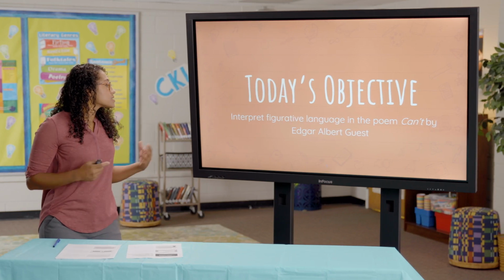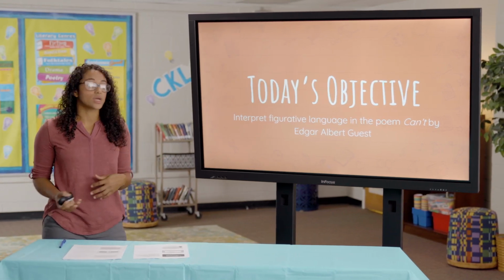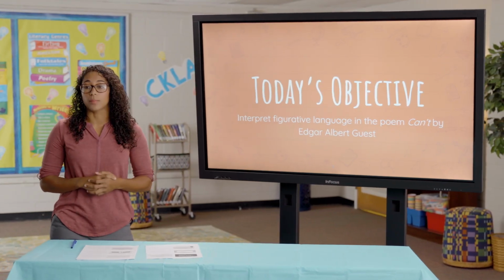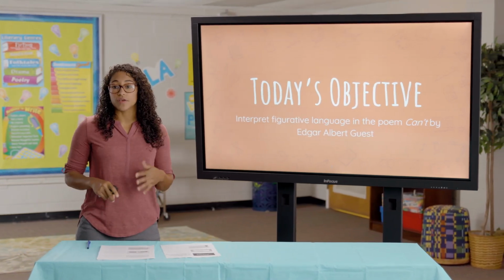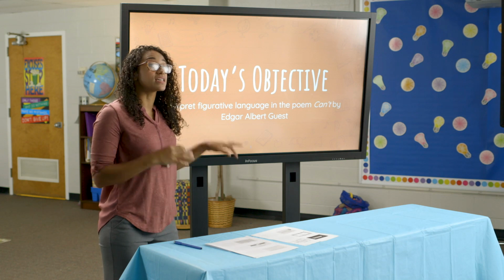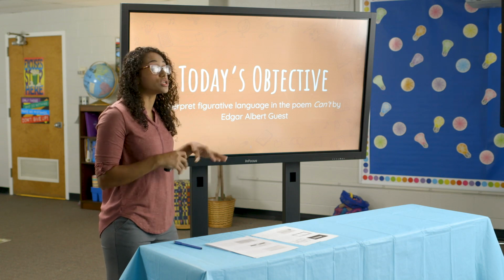So for our lesson today, we're going to be interpreting figurative language in the poem Can't by Edgar Albert Guest. And this is a poem that we've read before, we got the gist of it, we understand what it's about, but this time we're going to be focusing on the language used within the poem.